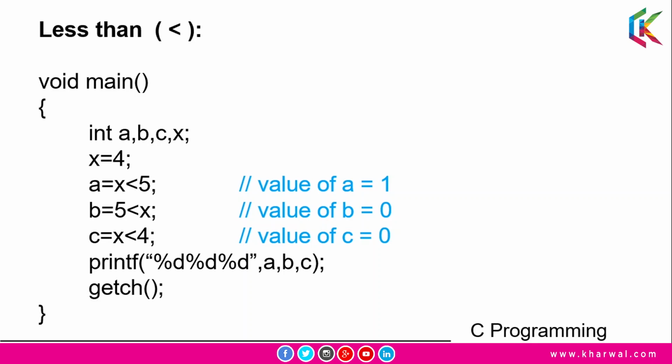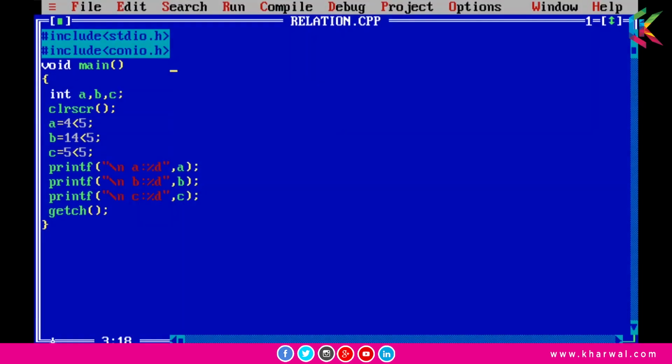Now guys, let's open up the Turbo C++ compiler where I will show you the working of this relational operator. Guys, in this program we will see the working of the less than relational operator. So in the first expression, this expression will be true because 4 is less than 5, so this will return 1 and that 1 will be stored to a. And in the next expression 14 is less than 5, so this expression will be false and the value of b will be 0. And in the next expression this expression will be false because 5 is not less than 5, so the value of c will be 0.